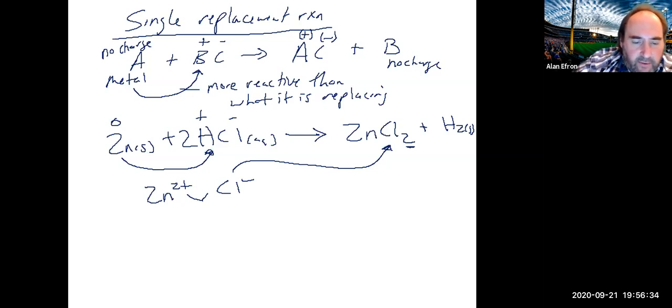As you saw at the end, I went back and put a 2 to balance everything. I didn't worry about everything balancing at the beginning. You want to start out with the right formulas. And this is your classic single replacement.